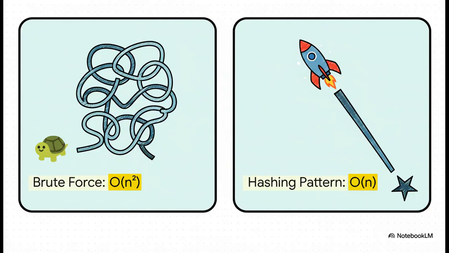So why do we care so much about this stuff? I mean, what's the big deal? Well, let's go back to Two Sum. If you just brute force it and check every single possible pair, that's an O(n squared) solution. And believe me, that gets really slow, really fast. But when you use the hashing pattern, you get it down to O(n). That's not just a little better, it's a massive leap in efficiency. And that is the power of picking the right pattern.